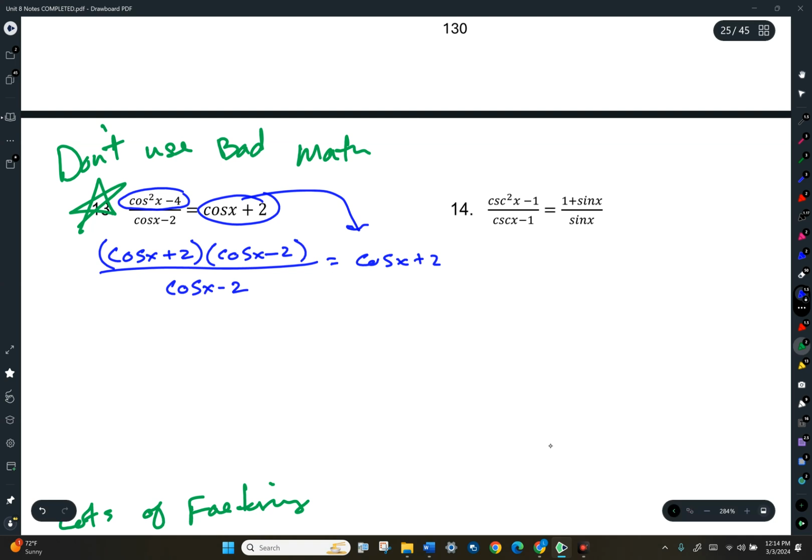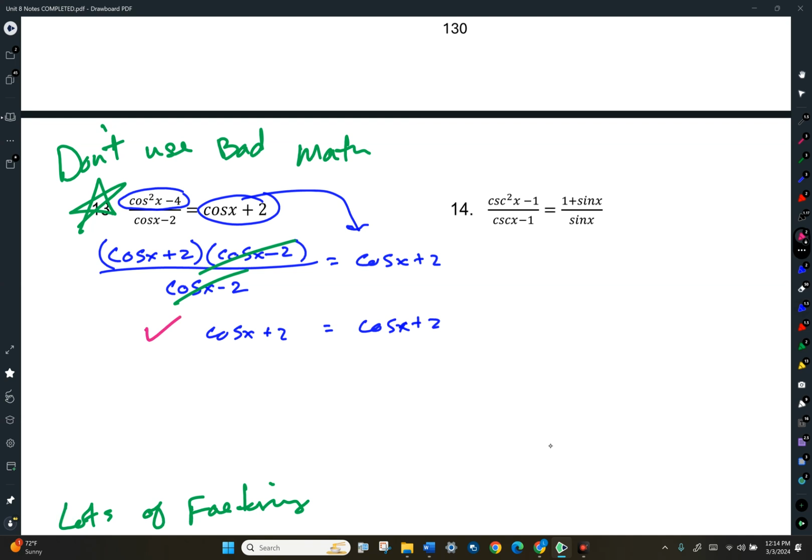Okay, well, we're there. I know it's hard on this one to not see it. If those cancel, I'm there. So I have on the left cosine plus 2, and I have on the right cosine plus 2, so I can tell it works. But this time I did it using math that's legal. It's okay to cancel an entire parenthesis with an entire parenthesis.